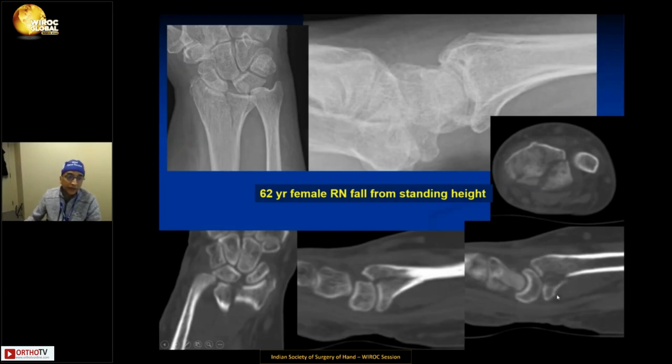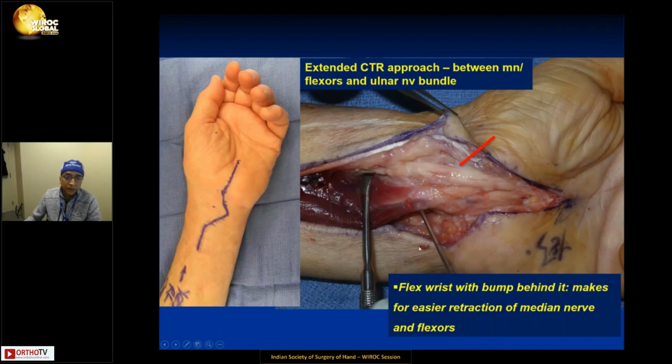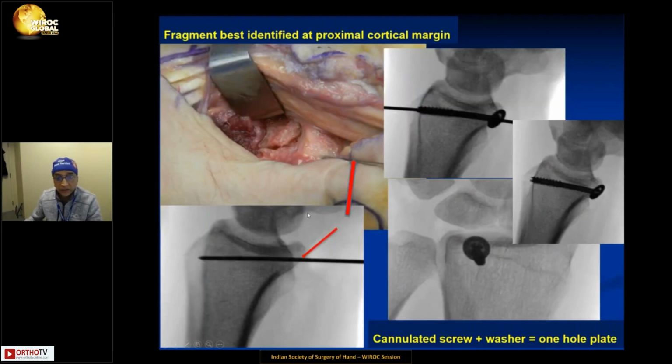So in this situation, I use an extended carpal tunnel release approach. I take my flexors and my median nerve shown here radially, and I keep my ulnar neurovascular bundle ulnarly. You flex the wrist with the bump behind it to avoid too much traction on the median nerve. And now you're looking at your pronator quadratus. The problem is when you look at the pronator quadratus, it is very difficult to see where the fracture is. So what you do is you run a freer along the ulnar border of the distal radius, and you will feel the small step off of the cortex. That's when you know you hit the fracture.